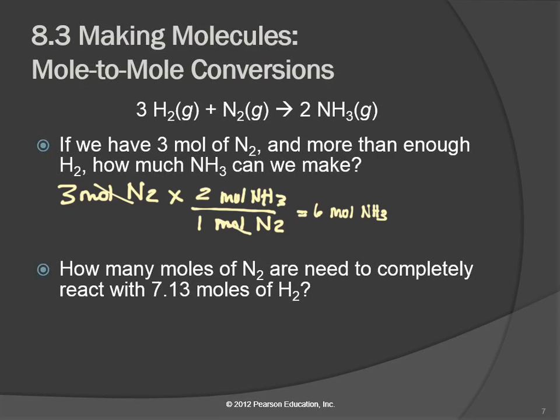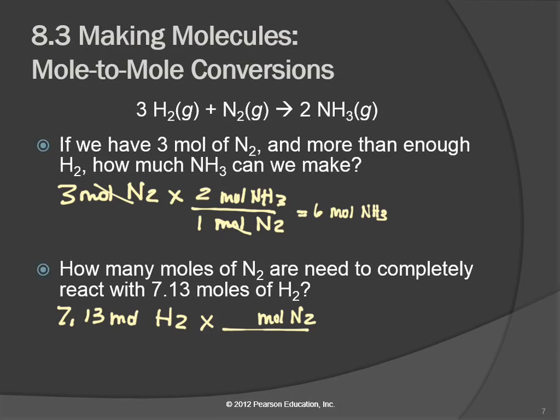So whole numbers are always nice, but we don't usually have whole numbers. So how many moles of nitrogen are needed to completely react with 7.13 moles of hydrogen? This was like the eggs and pancakes. I have this many eggs. How much flour do I need to use those up? Well, so I've got 7.13 moles of hydrogen. And what am I trying to find? Moles of nitrogen. So moles of nitrogen is what I'm trying to go to.